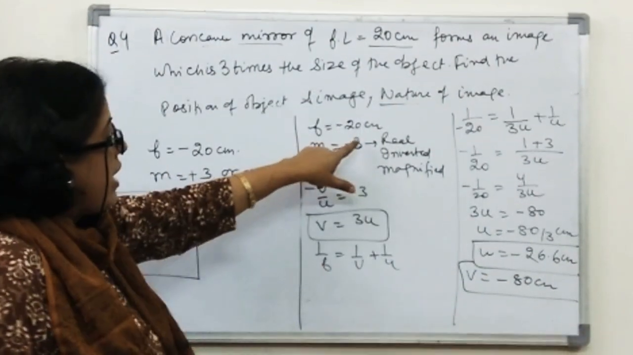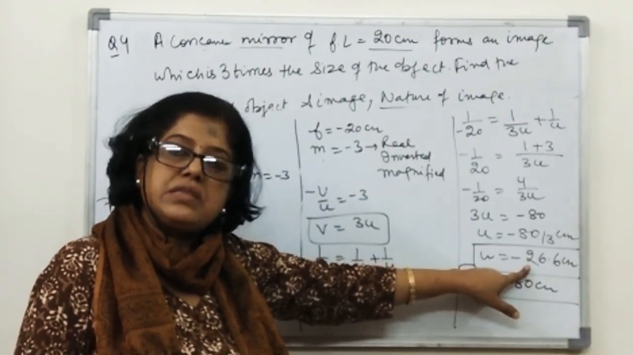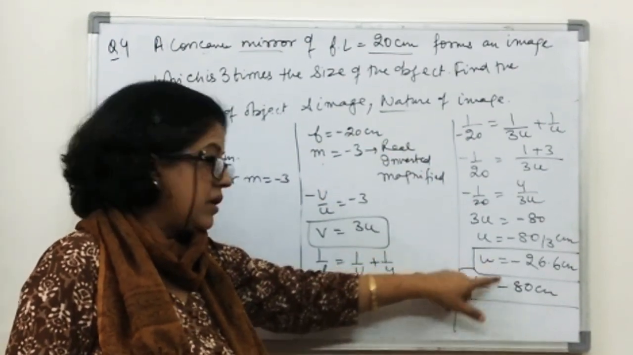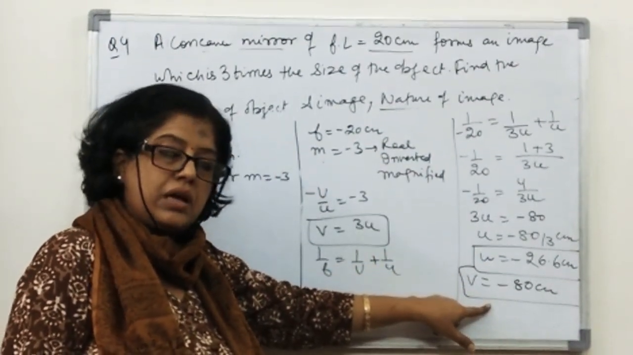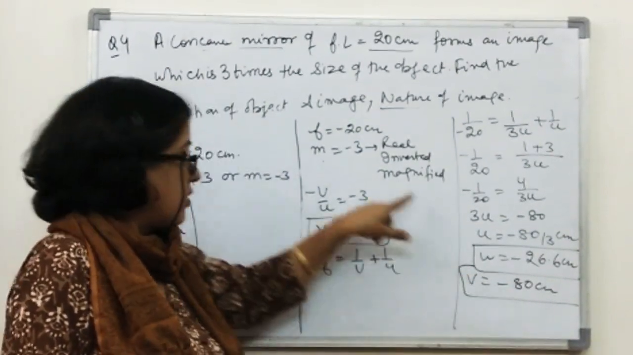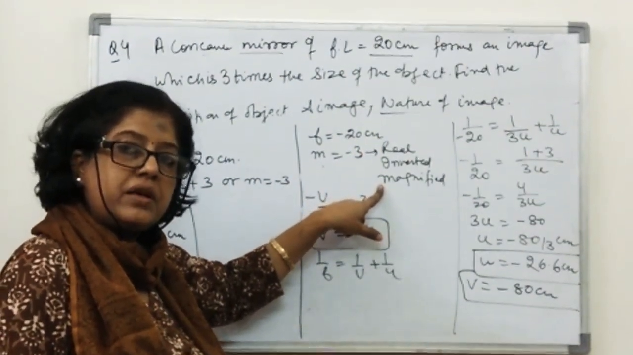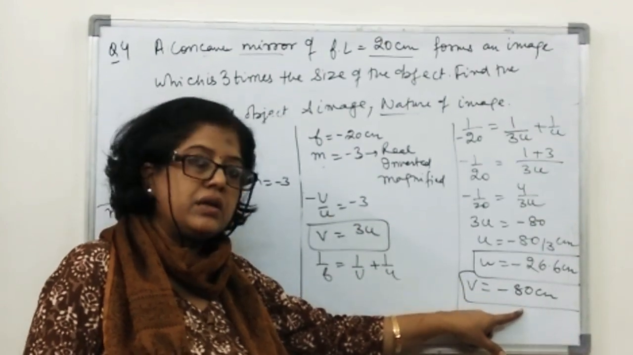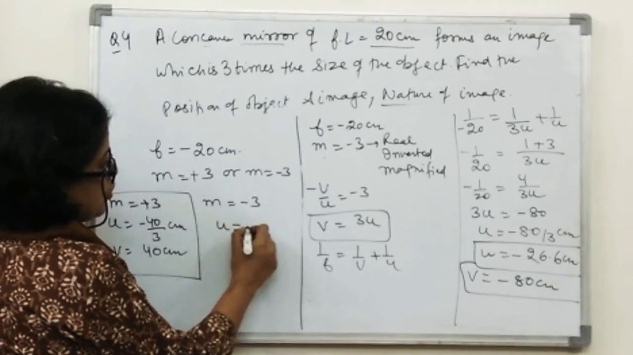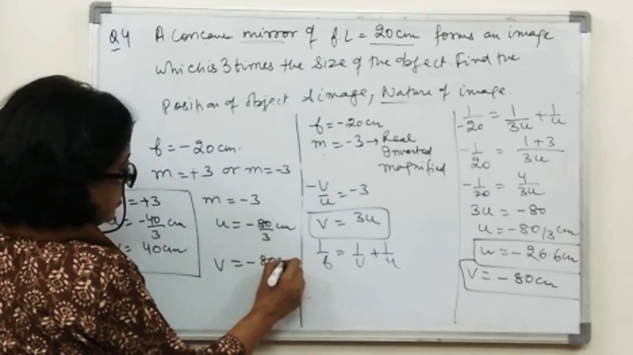So F is minus 20, U is minus 26.6. That means the object is between F and C, because F is at 20, C is at 40. Image is beyond C. And it is real inverted magnified, and we know it is correct. And V is coming out to be negative, which is in confirmation with this, that the image is real inverted magnified. So V should be negative. Fine. So we have another set of answers. If we take M as minus 3, our U is minus 80 by 3 centimeters, and V is minus 80 centimeters.